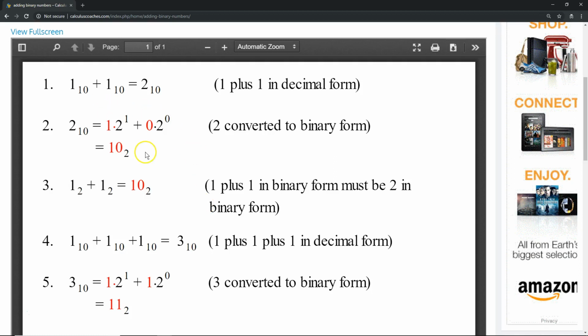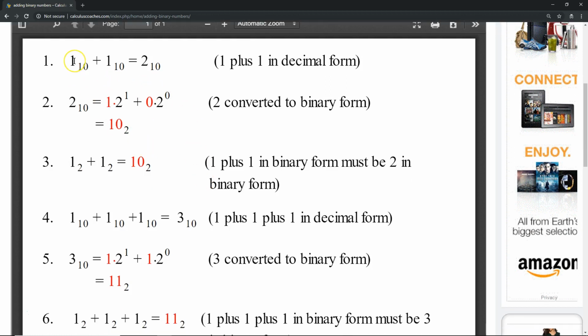Let's take a look at some examples of adding numbers in binary form. So if here, for example, I have 1, and notice I have a subscript of 10. That means that this is adding up ones in decimal form first. We get to understand that. So 1 in base 10 plus 1 in base 10 is 2 in base 10. You're familiar with that. Take a look at the next line here.